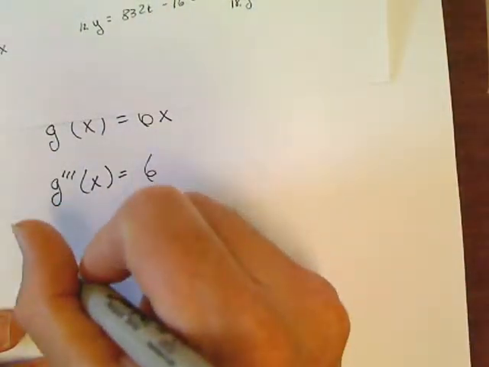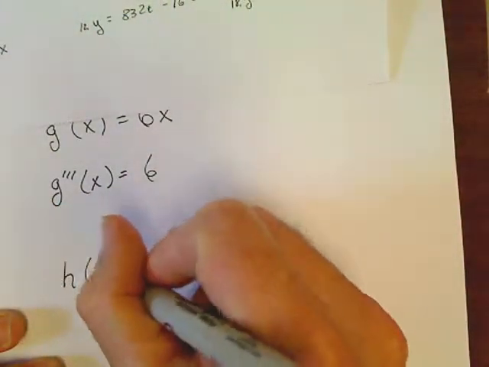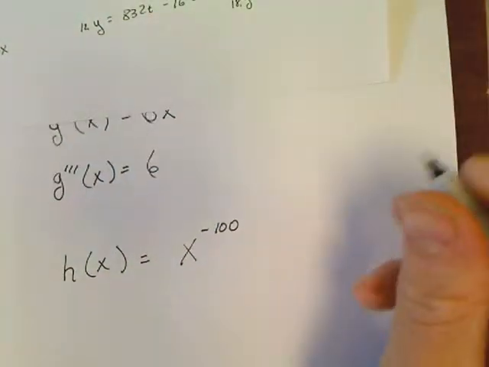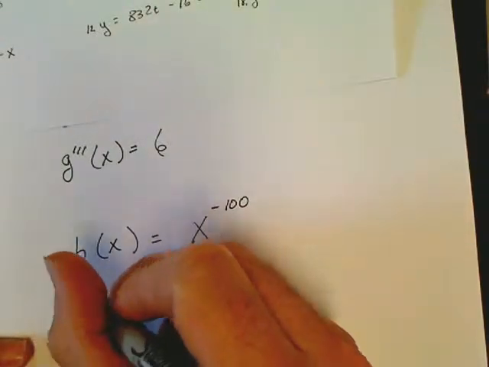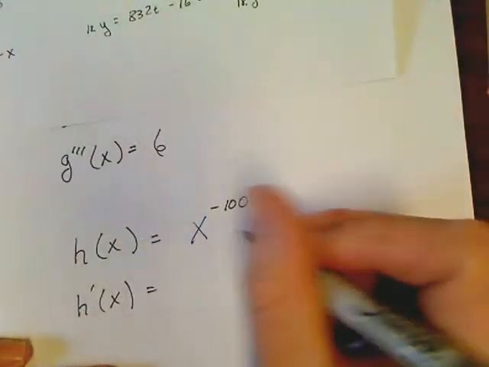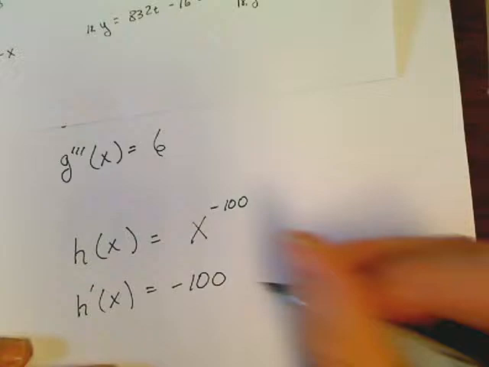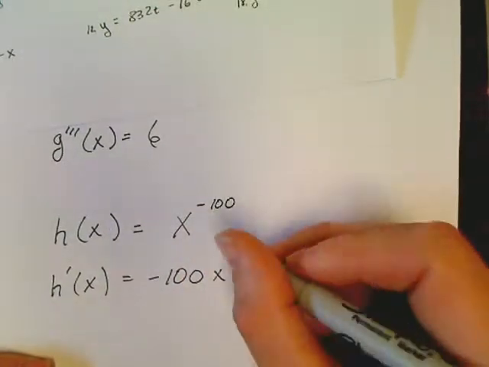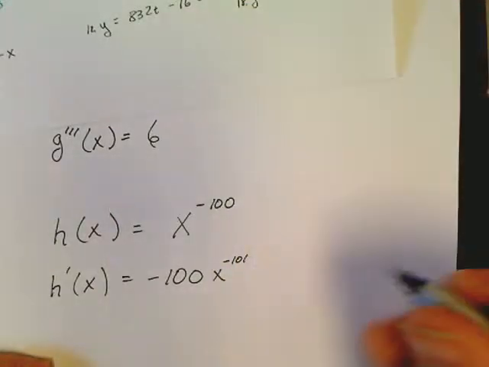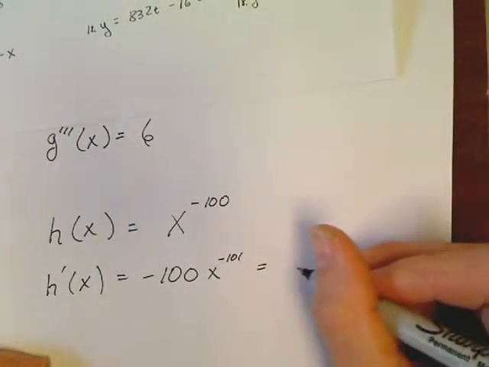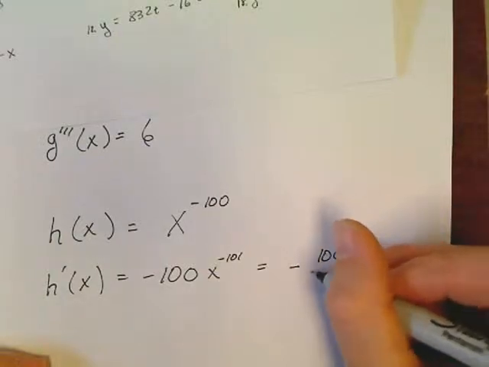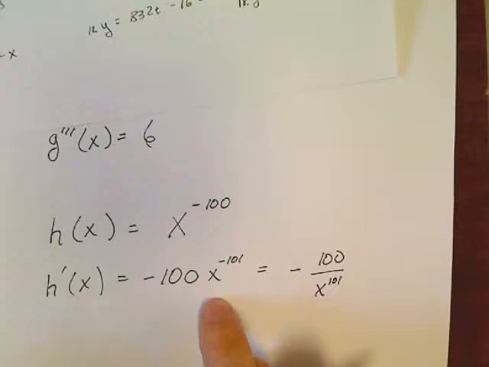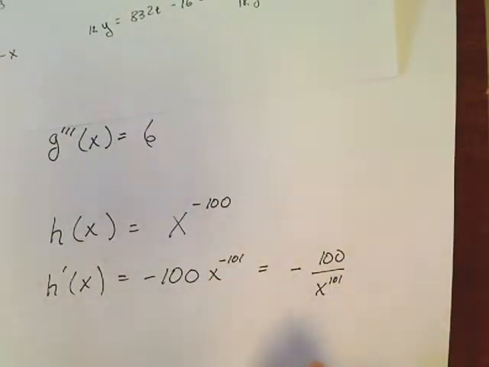Now let's try another one. What about h of x equals x to the negative 100? You can come back in here and take a derivative. h prime of x equals negative 100 times x. Subtract 1 to get negative 101, which looks a little weird, so I'm going to rewrite it as negative 100 over x to the 101. I'm going to move that x to the bottom so that I can have a positive exponent.